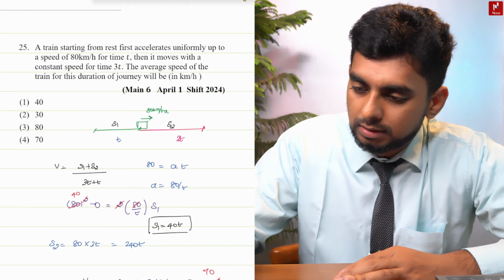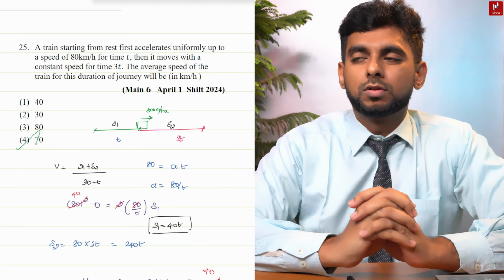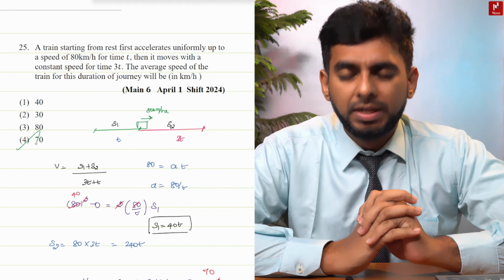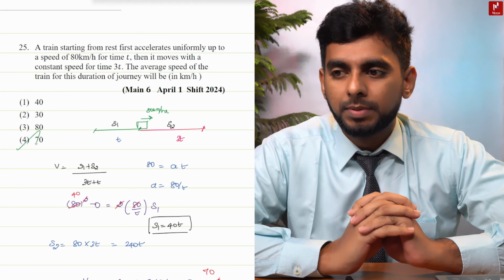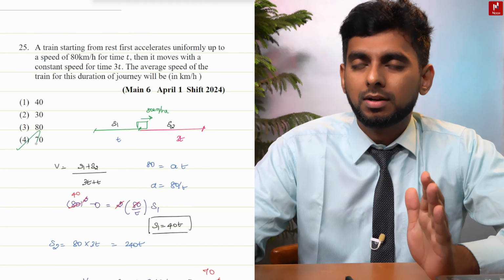Yes, the answer here is 70. You should be clear with this question. Simple sum. They're asking us to find the average speed or the velocity. To get that average speed, just use the kinematic equation and get the total distance that has been covered.